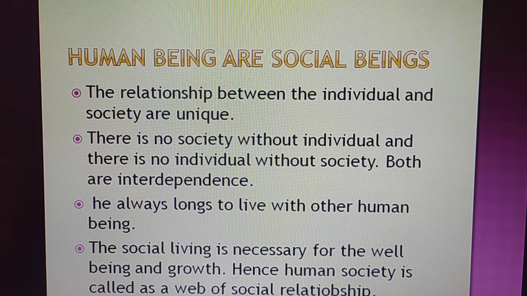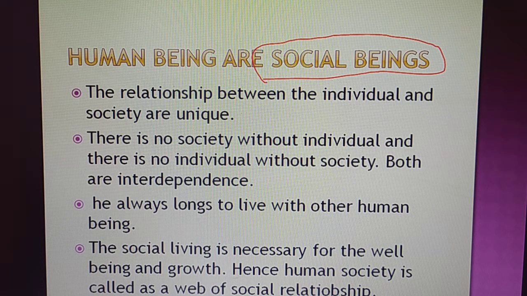Next, move on. Human beings are social beings. This is the important core of this topic: how a human being is a social being. First of all, the relationship between individual and society is unique. Why? Because there is no society without human beings or individuals, and there is no individual without society. Both are interdependent, we can say.